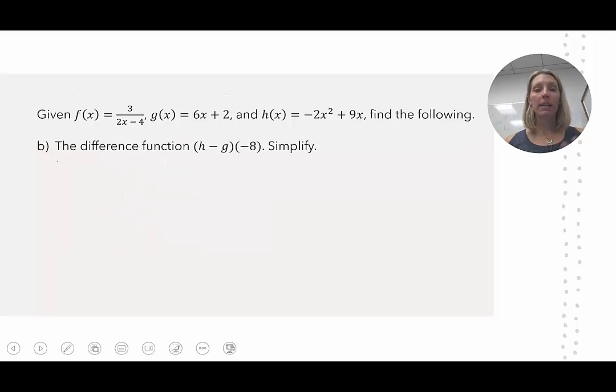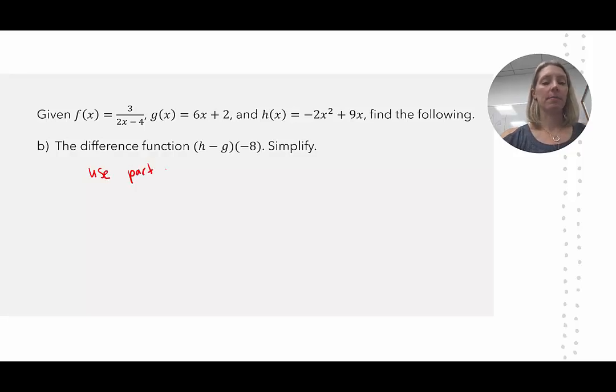I'll show both ways because if you don't already have part A done, doing it the other way might be a little bit easier. So let's take a look. We're going to use our answer from part A and we're going to plug in. We know that h minus g of x is equal to negative 2x squared plus 3x minus 2. So now I'm going to go in and plug in negative 8 anywhere I see an x.